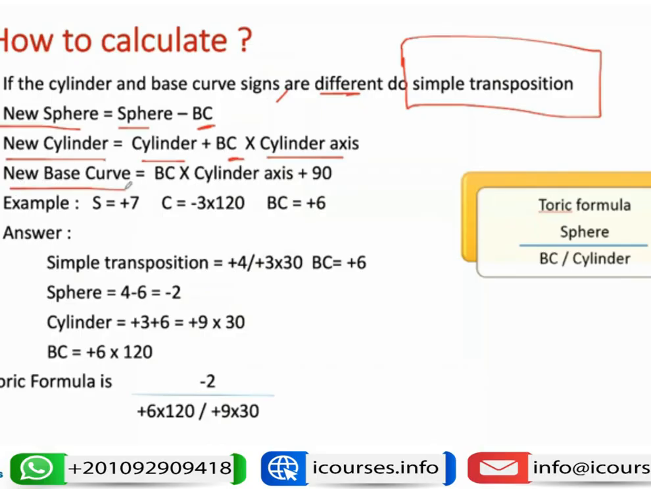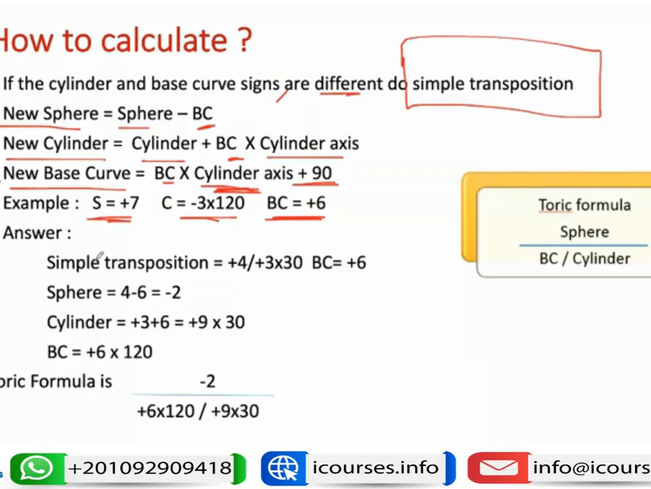The new base curve will be the base curve in the cylindrical axis plus 90. So let's now see how to calculate the toric lens formula. For example, if we say in the exam, you have a toric lens that has a sphere of +7, a cylindrical power of -3 at axis 120, and a base curve of +6. How do we get the toric formula? Remember, this is the formula: sphere divided by base curve over the cylinder.